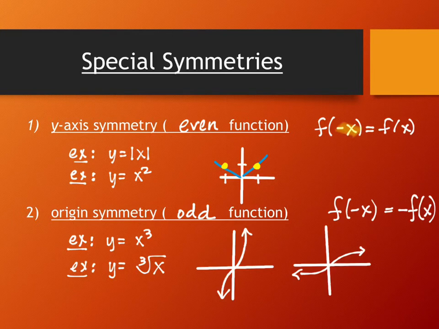So it doesn't matter if I put in 2 or negative 2, I get 2. It doesn't matter if I put in 7 or negative 7, I get 7. So the sign of the input does not matter. On your input, I get the same output.